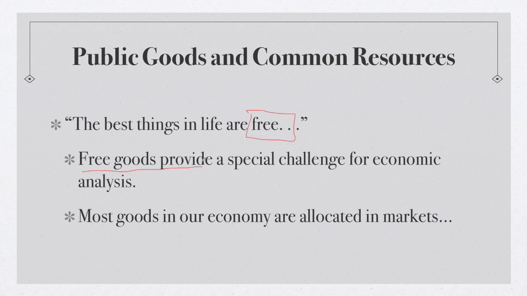Most goods in our economy are allocated in markets. Simple supply and demand creates a price. Price determines the quantity sold. Okay, that's going to help us lead to consumer and producer surplus. We can measure deadweight loss, all kinds of different things we can do when we put a price on a good. But public goods and common resources, really, you can't put a price on.